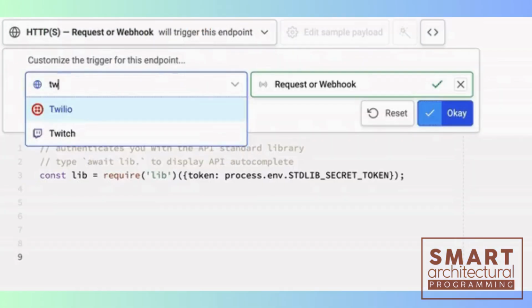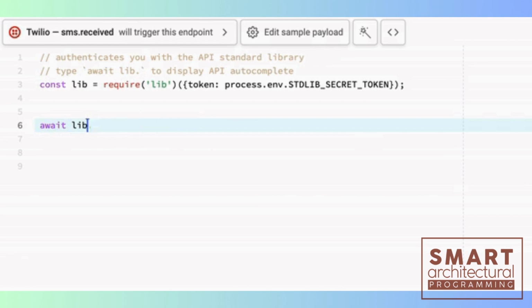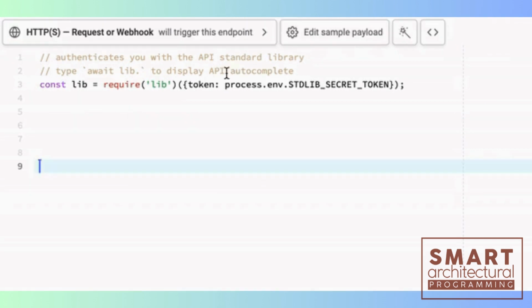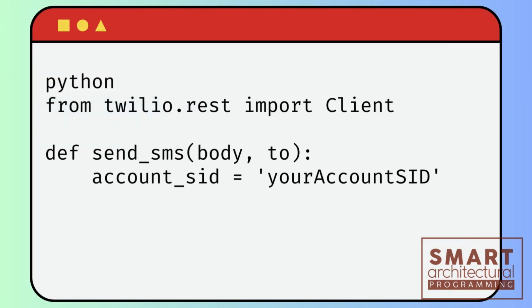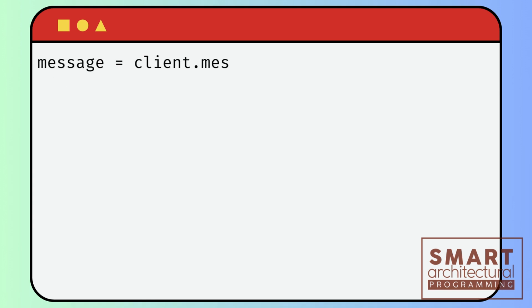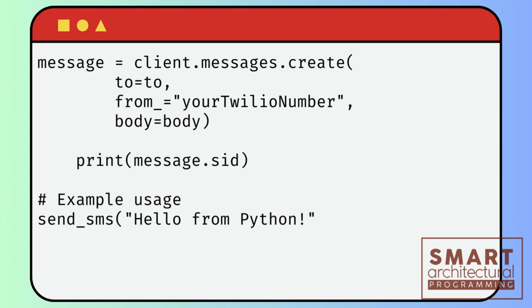Now, let's shift gears to sending text messages. We'll use the Twilio library. Twilio is a service that allows you to send SMS and MMS messages programmatically from Python. Replace your account SID, your auth token, and your Twilio number with your actual Twilio account details. And +1234567890 with the recipient's phone number.